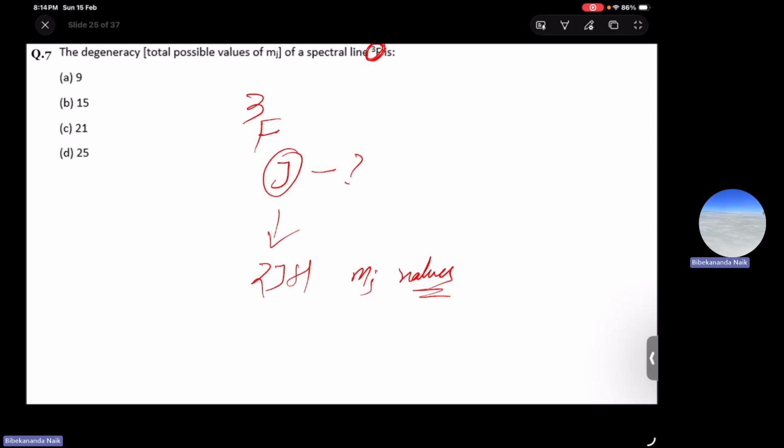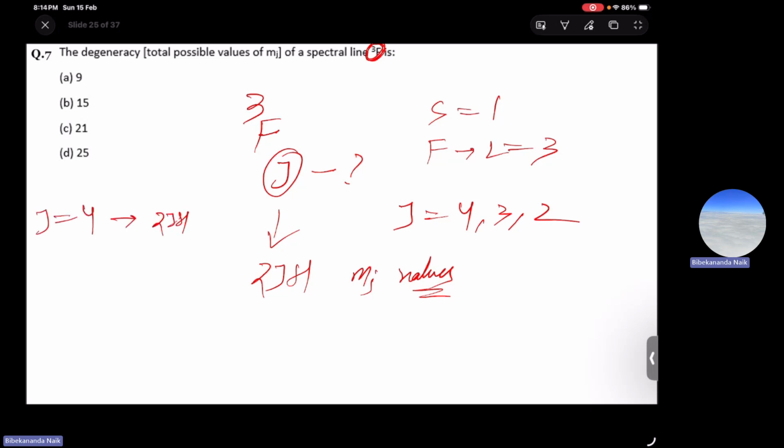So what are the values of J? Here S is 1 because 2S plus 1 is 3. And for F, S, P, D, F, so L is 3. So what are the possible values of J? J will be 3 plus 1 to 3 minus 1. 3 plus 1 is 4, 3 minus 1 is 2. So 4, 3, 2.